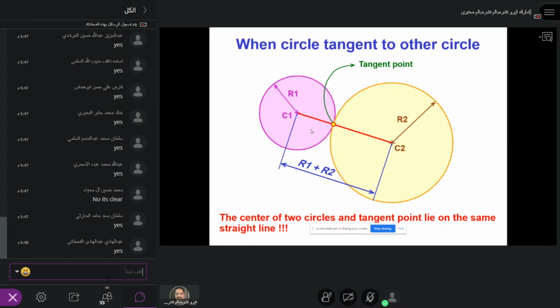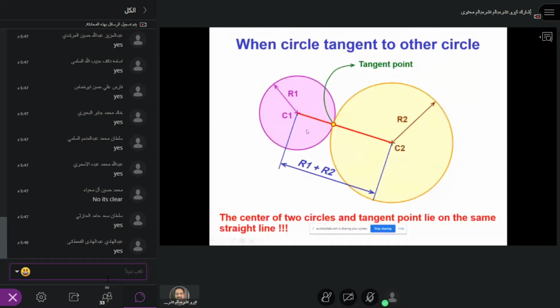Now we are trying to draw the circles tangent to each other. Okay. So this is the tangent point. See, from the center to center, you find the tangent and join it, and that point is the tangent point. Okay, the center of the two circles and the tangent point lie in the same straight line. I repeat, the center of the two circles C1 and C2 and the tangent point lie on the same straight line. That is the theory.